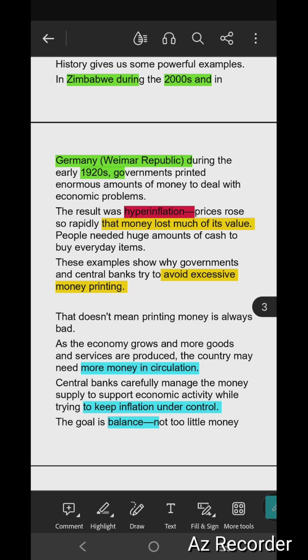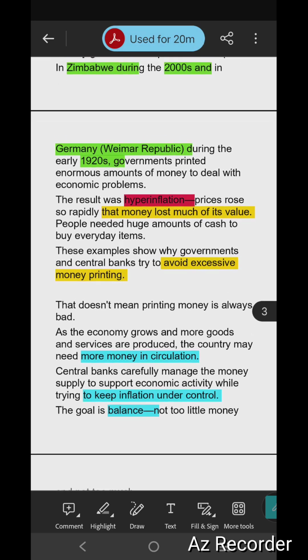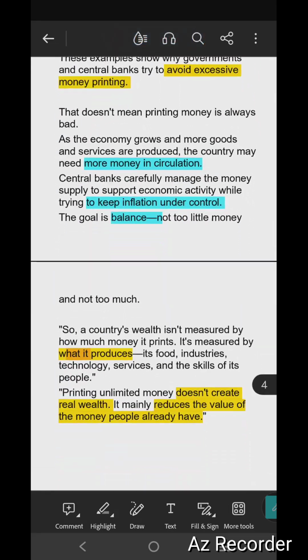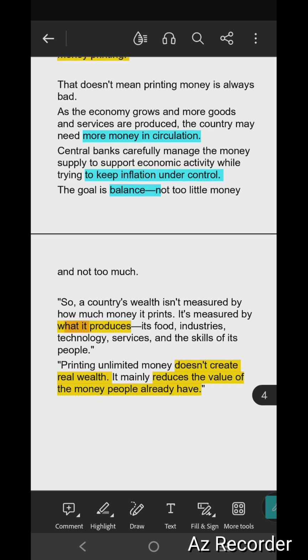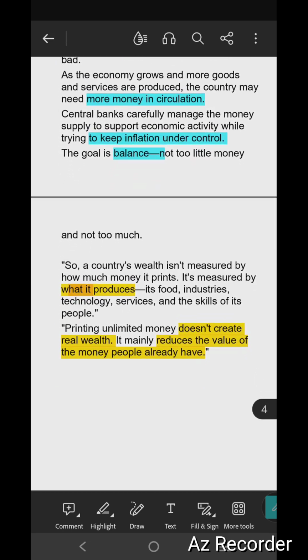That does not mean printing money is always bad. As the economy grows and more goods and services are produced, the country may need more money in circulation. Central banks carefully manage the money supply to support economic activity while trying to keep inflation under control. The goal is balance, not too little money and not too much.